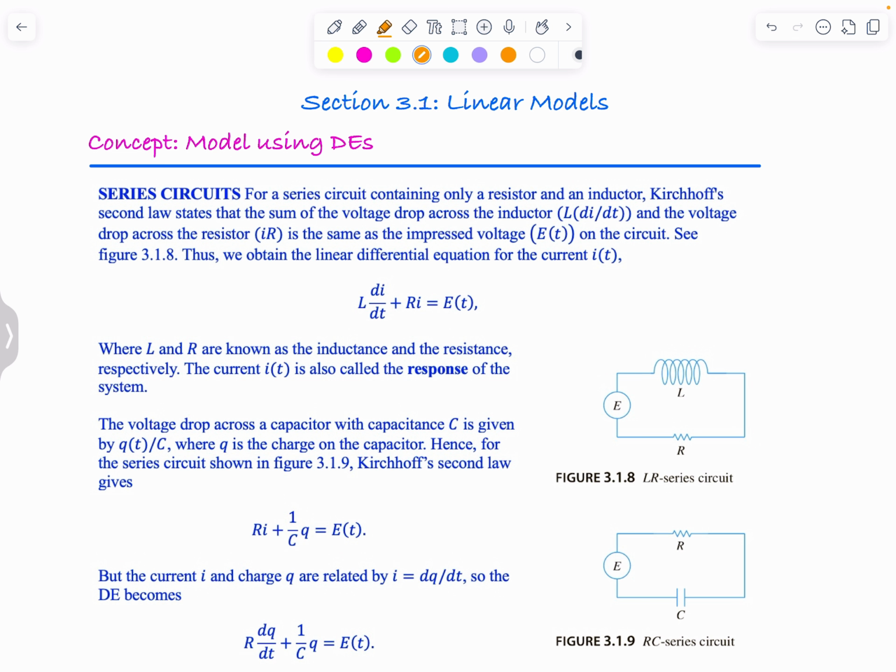Okay, so series circuits, a series circuit containing only a resistor and an inductor. Kirchhoff's second law states that the sum of voltage drops across the inductor and the voltage drop across the resistor is the same as the impressed voltage E of t on the circuit. So wherever that came from theory-wise led us to this diffie-q that we have there. This is a first order linear diffie-q. Sometimes they're separable as well.